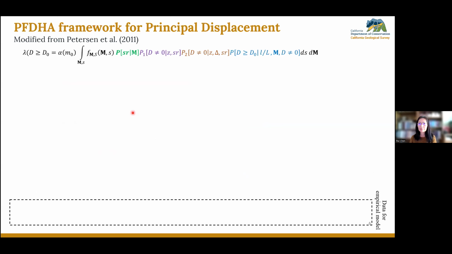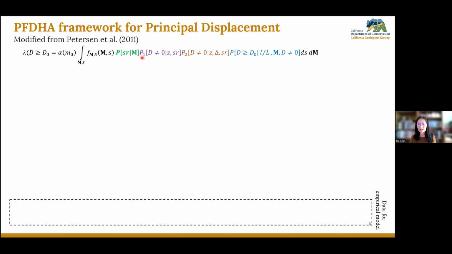Now I wanted to talk about a PFDHI framework, including hazard equations and the data needs. Now I mentioned PFDHI is a process of integrating over multiple probability models.